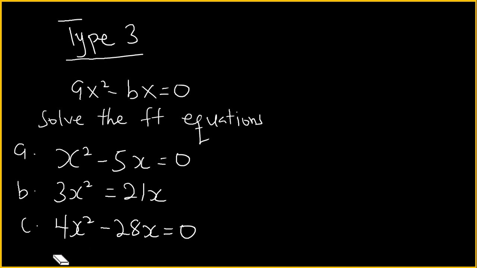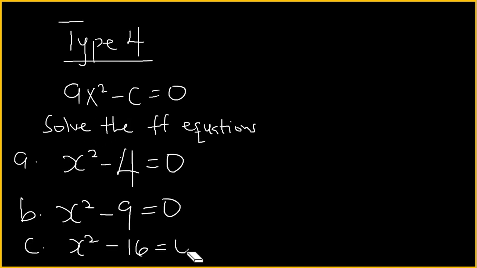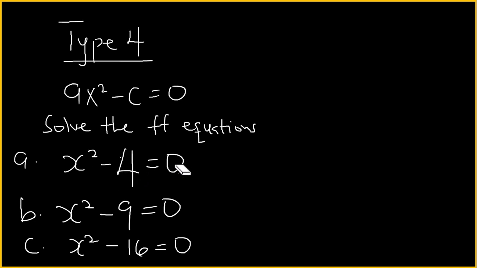The last type is still under factorization. So when our given equation is in the form ax² minus c equals 0, how do we solve these kinds of quadratic equations? Now let's solve the following equations. Equations of this kind, how do we solve this? So let's solve together: x² minus 4 equals 0.